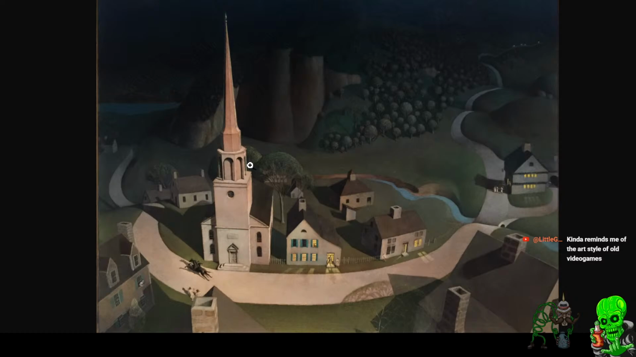There's the church, obviously, and Paul Revere riding through the town, alerting all the people, and you can see all the lights coming on in the town, and people waking and stirring because they know the British are coming and they're getting ready to prepare.